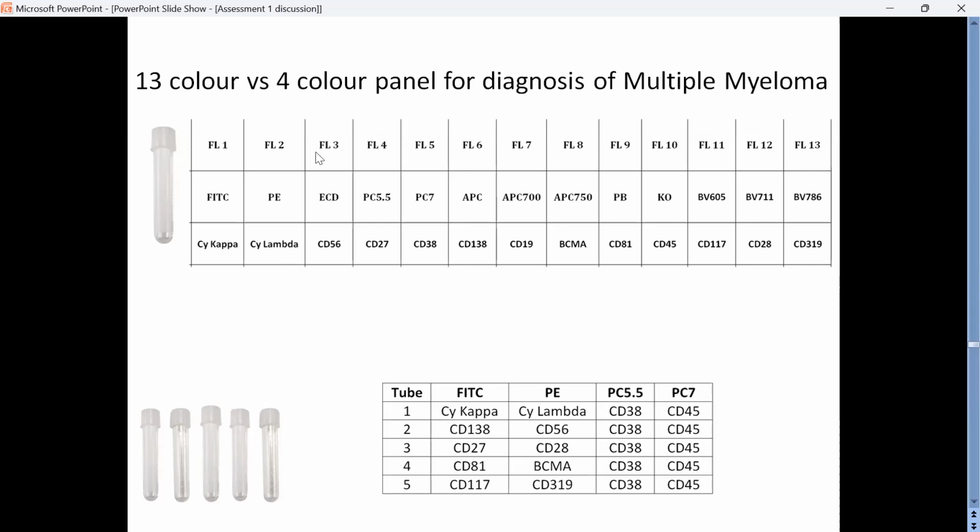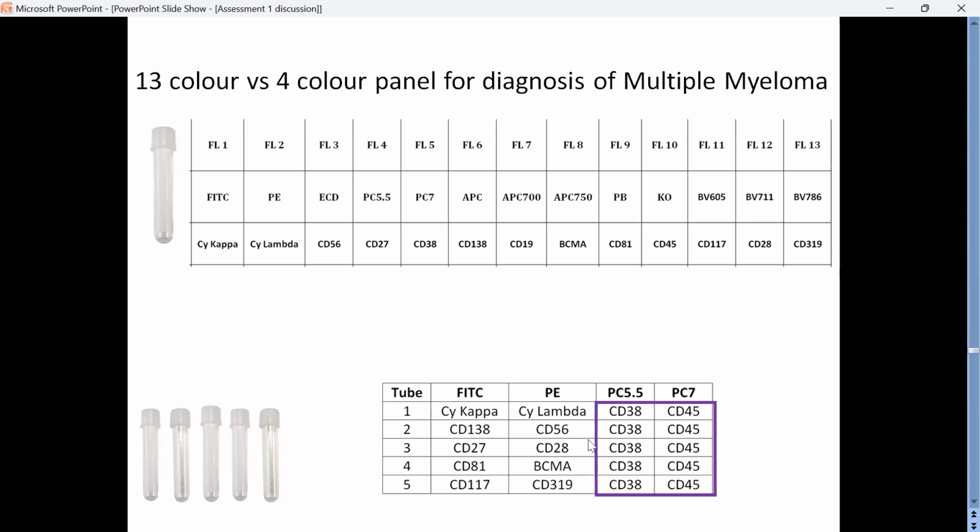So the second problem is volume of sample. When you use a 13-color instrument with a 13-color panel, the volume of blood needed will be less because you are not using multiple tubes. Whereas if you use a 4-color instrument, since the tubes are more, to achieve that particular number of markers, the amount of sample you use will be more. 5 times in this example, what you use will be more than 5 times here. Okay, so that is the second problem.